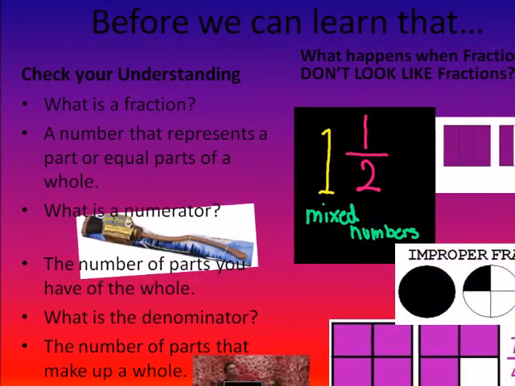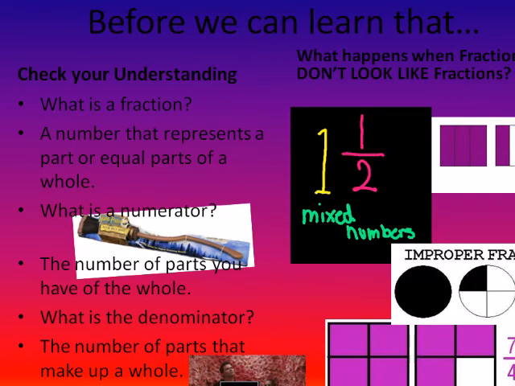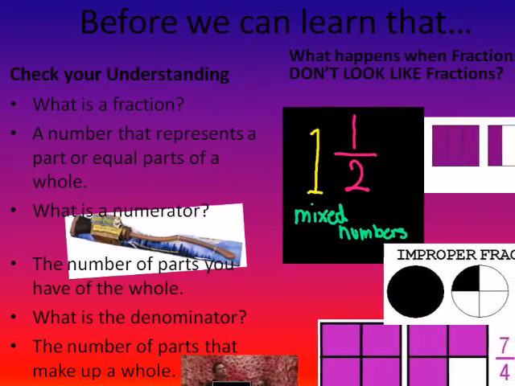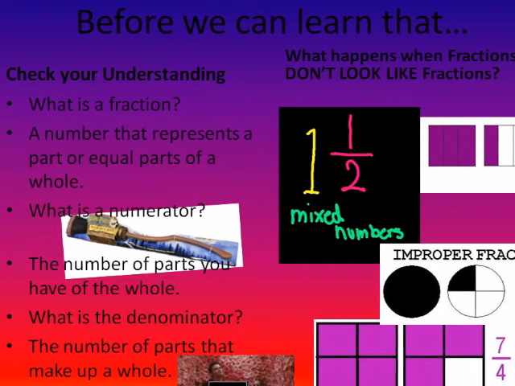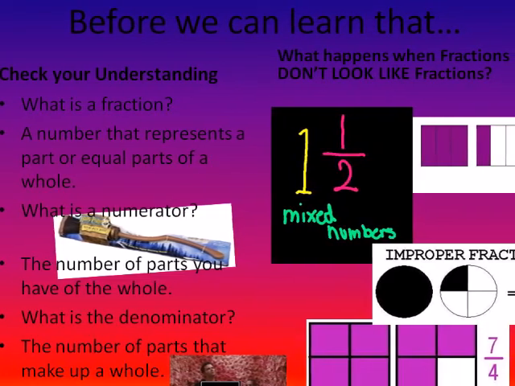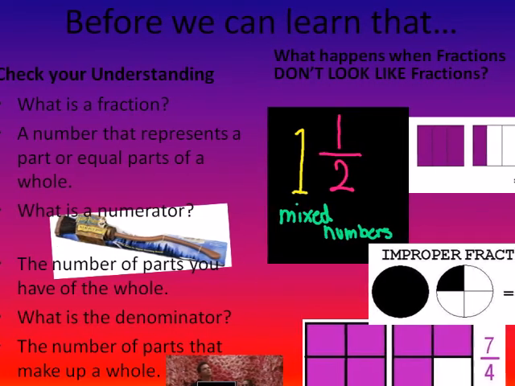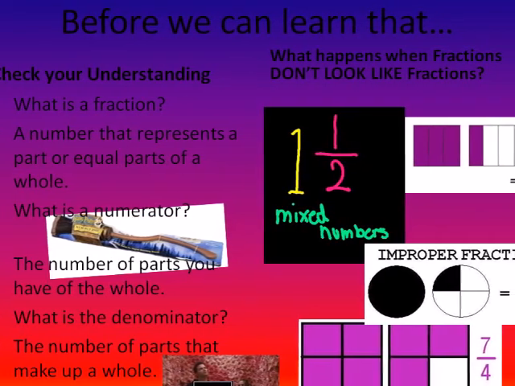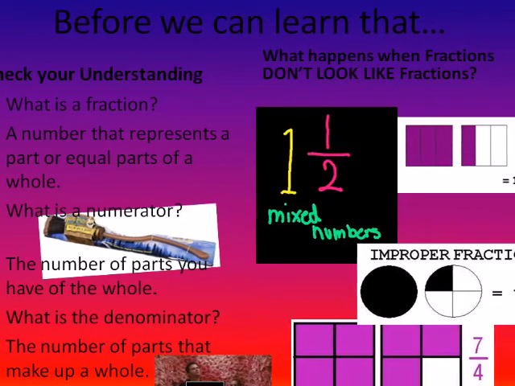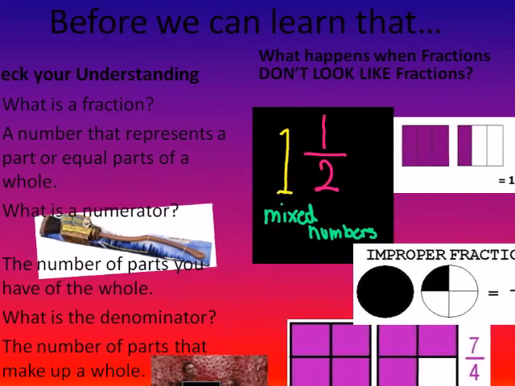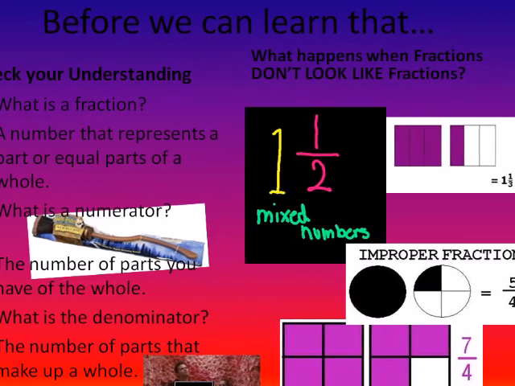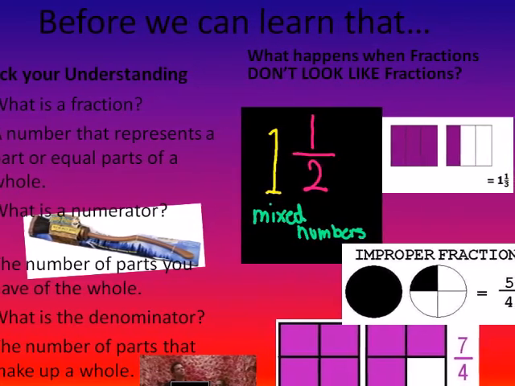Before we can learn that, check your understanding. What is a fraction? A fraction is a number that represents equal parts of a whole. What is a numerator? The number at the top of a fraction that tells you the number of parts you have of the whole. What is a denominator? The number at the bottom of the fraction that tells you the parts the whole is broken into.